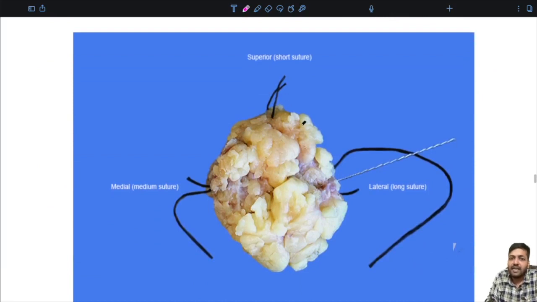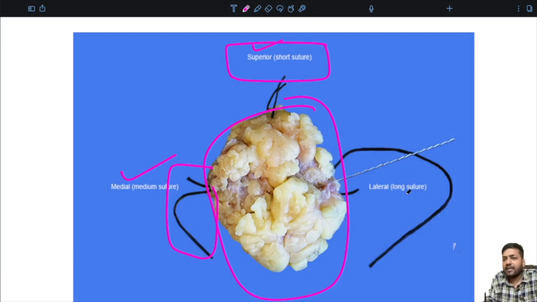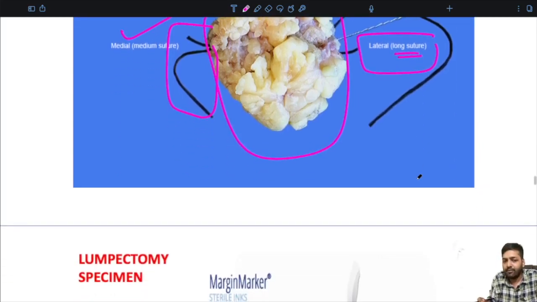So over here we can see, this seems to be a lumpectomy specimen. An excisional biopsy from the breast, the entire tumor along with the normal parenchyma is removed. So over here the short suture is reflecting the superior portion. The medium suture is reflecting the medial portion, and the long suture is reflecting the lateral portion. Okay, so this is how you orient. So orientation is again very important.